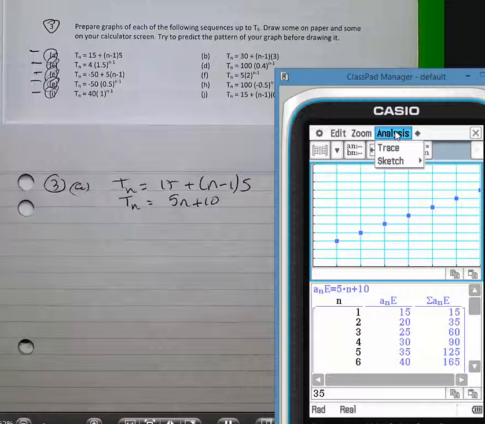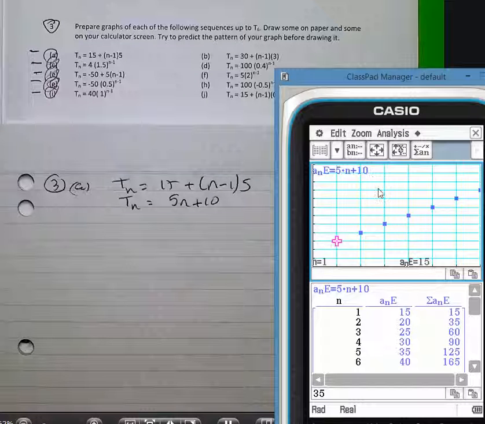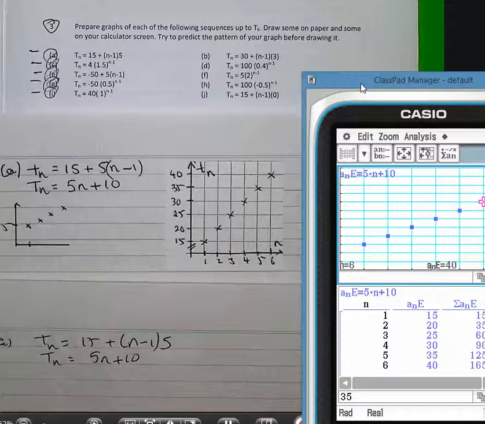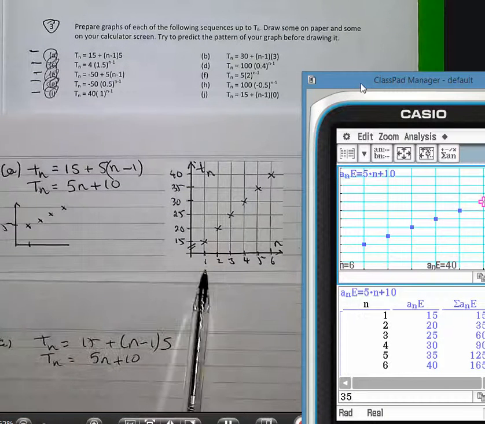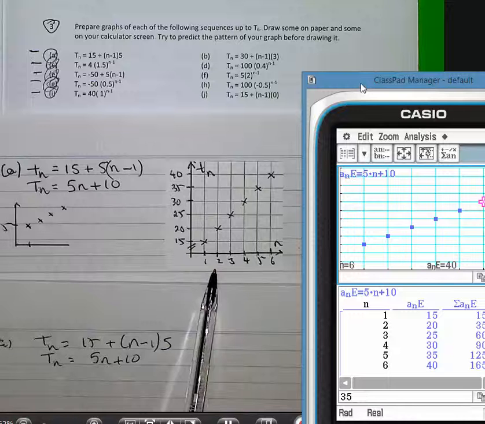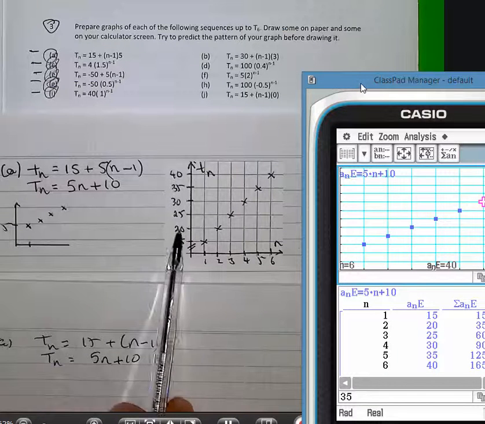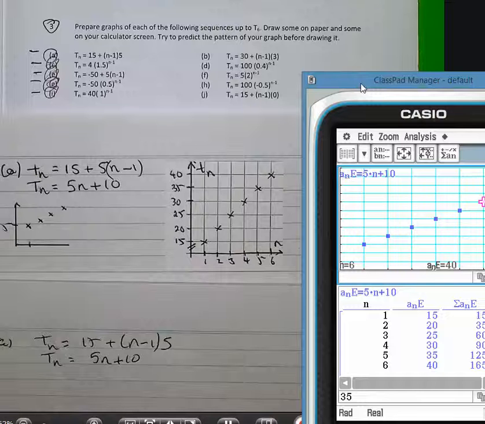Of course, I can then go analysis, trace, and just cursor along the graph like so. Now, when it comes to sketching this, just get hold of some graph paper, and with some graph paper you can quickly generate a graph like so. If I didn't have graph paper handy, I might make that X scale 1 centimetre and the Y scale a line going up in 5s. Show them as discrete points and not a continuous line, because we're dealing with discrete data points.